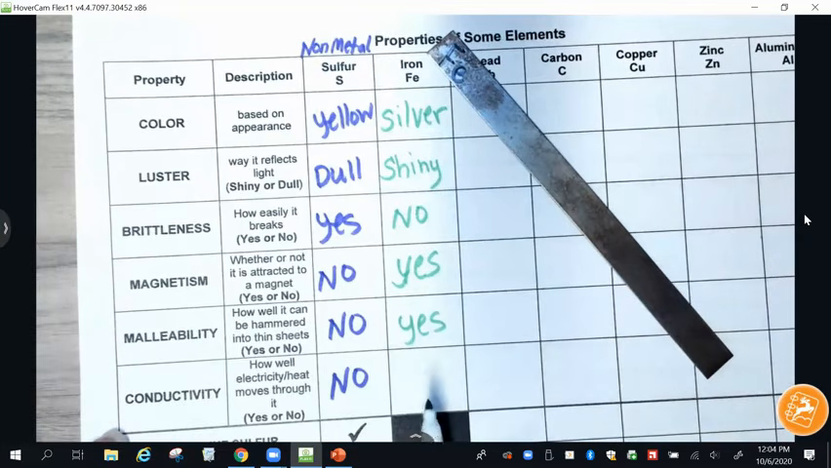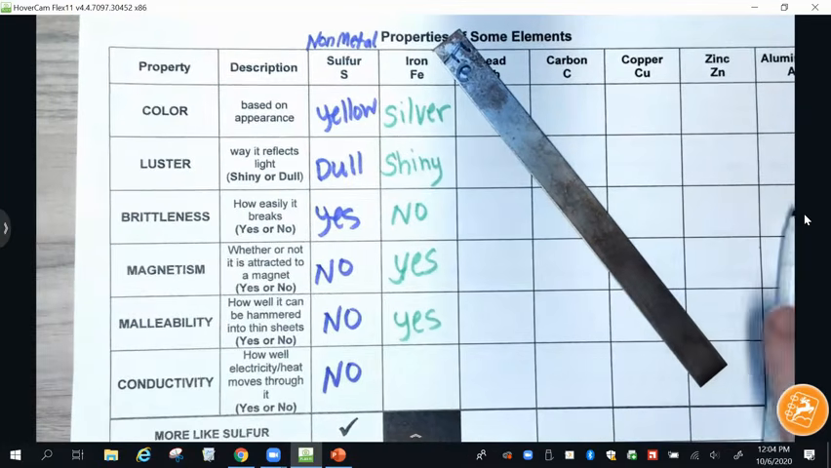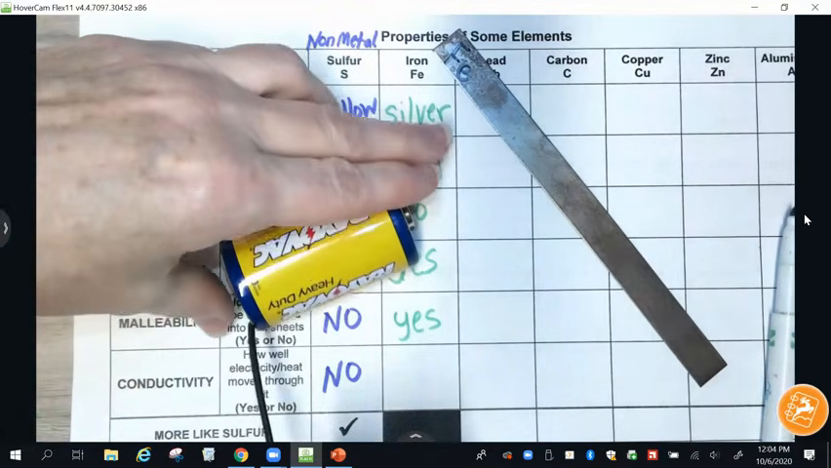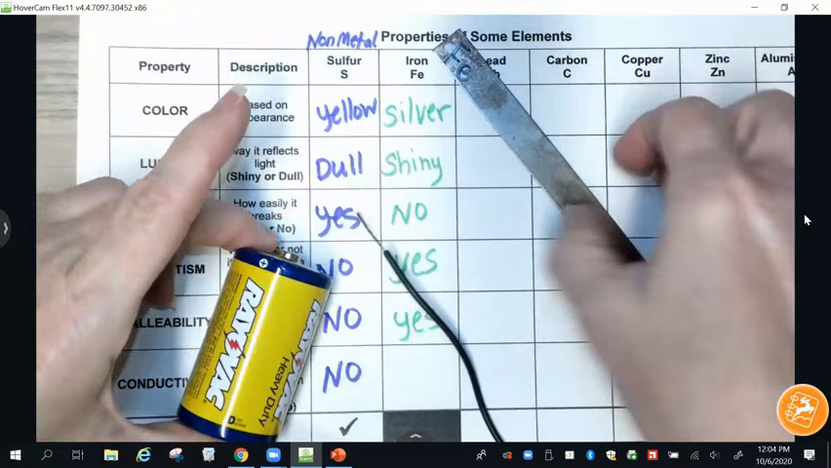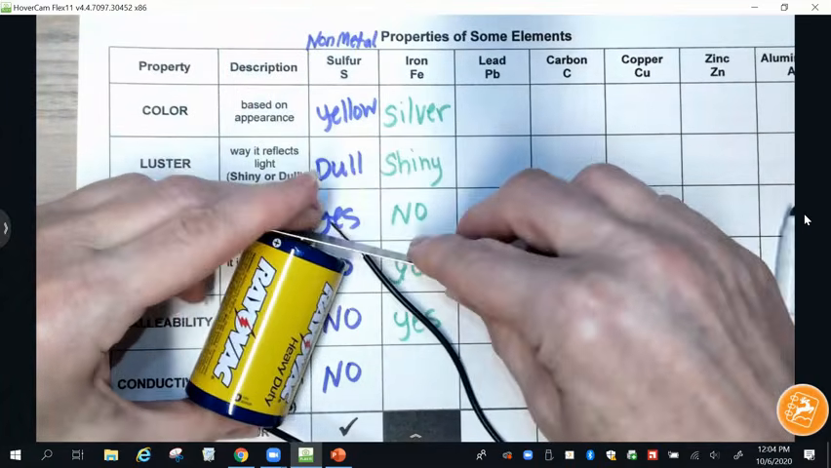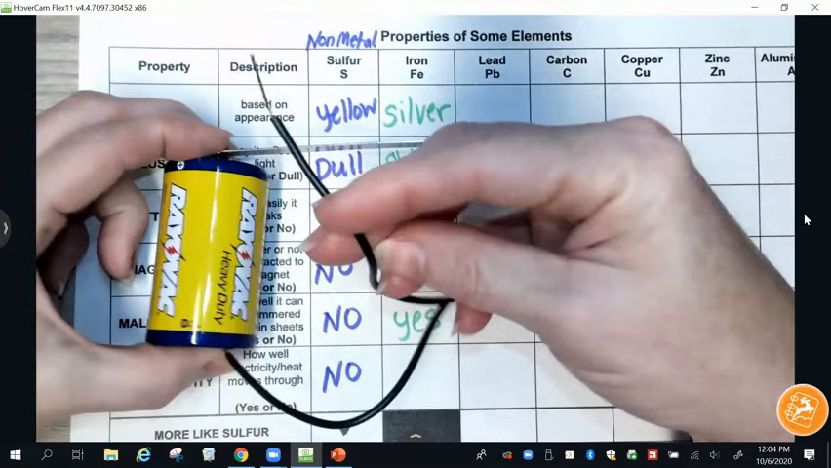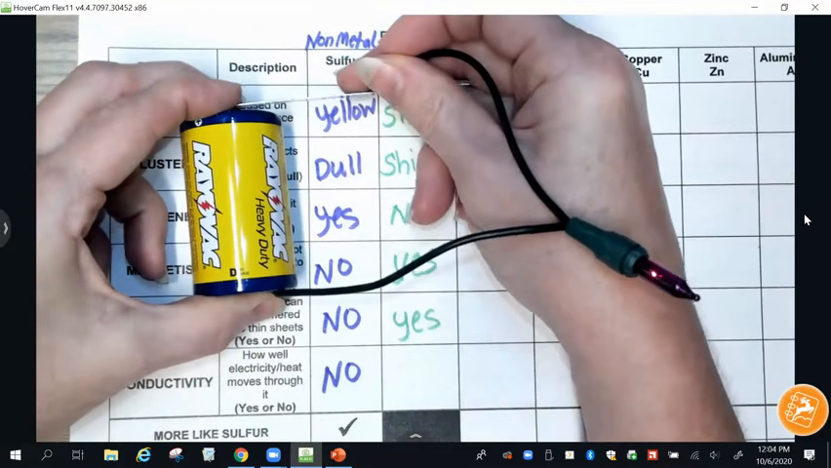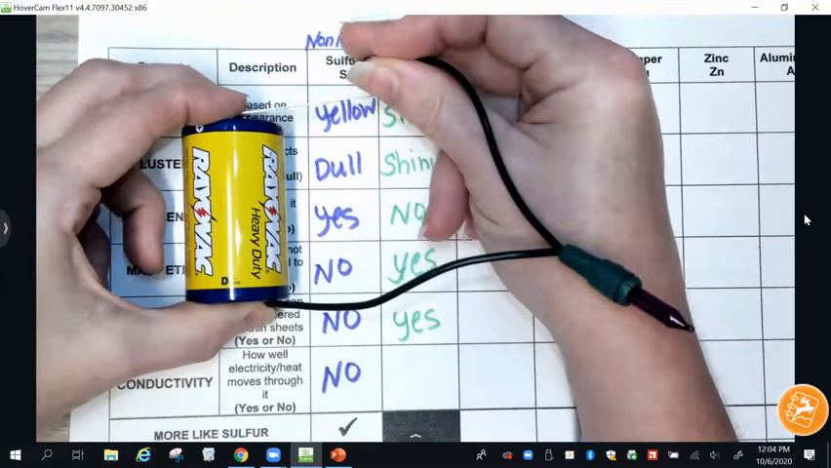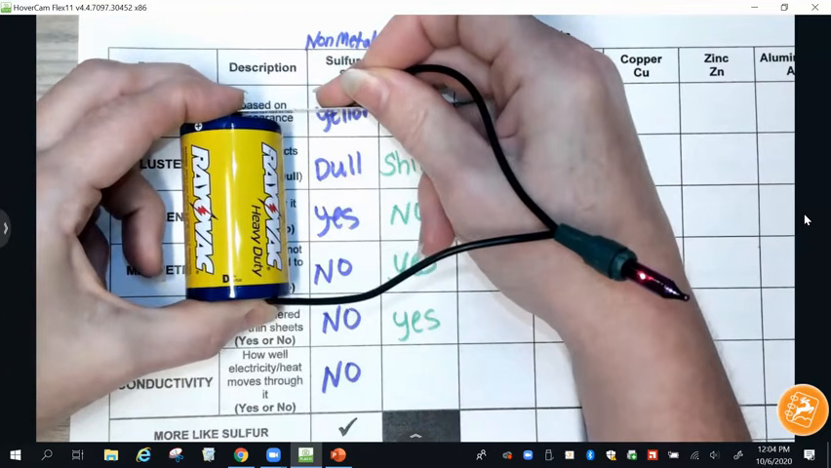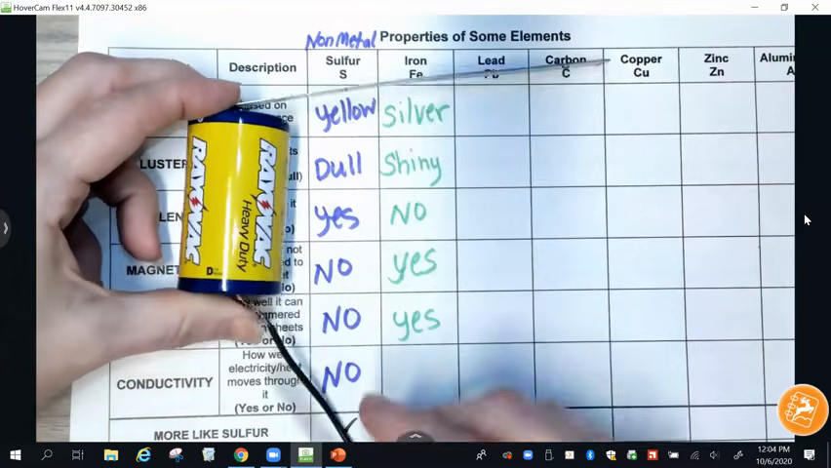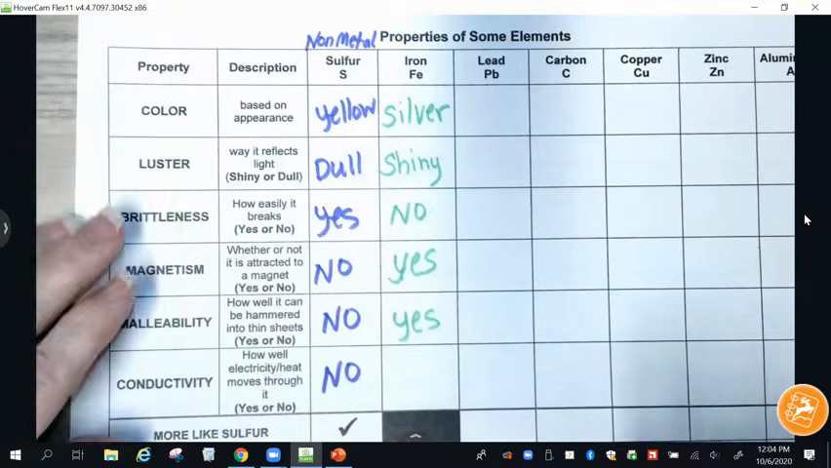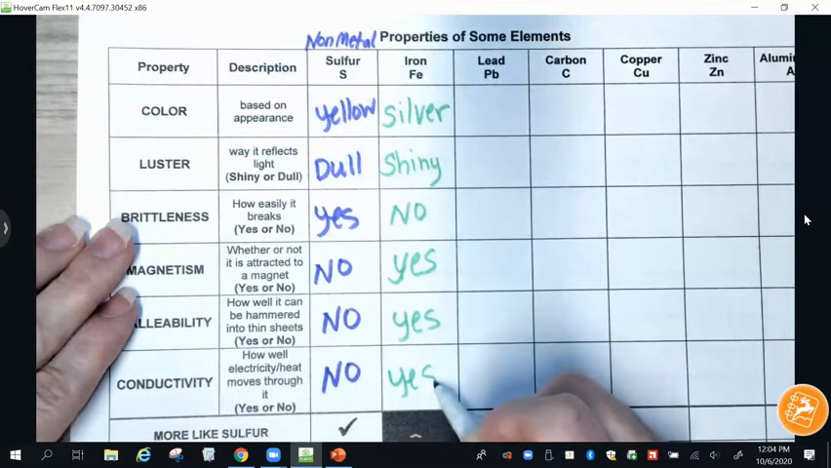Okay, hang on. One more thing. Let's do conductivity. Let's see if it's going to light the light bulb. Okay, can you see the light? You ready? Go. Oh, it's shining. The light is shining. Okay, all right, so we are going to put yes.